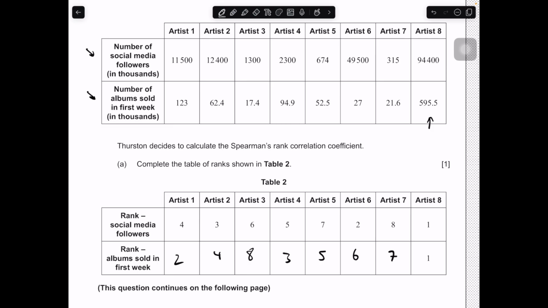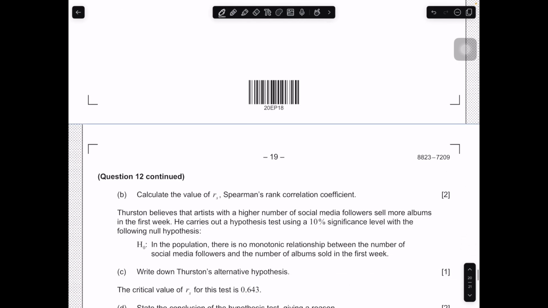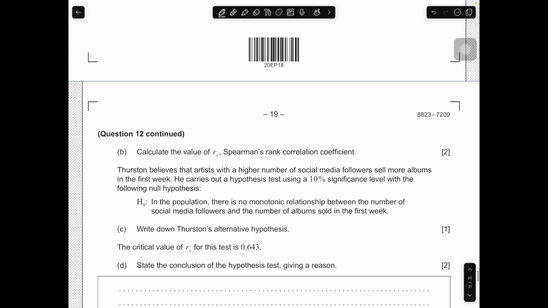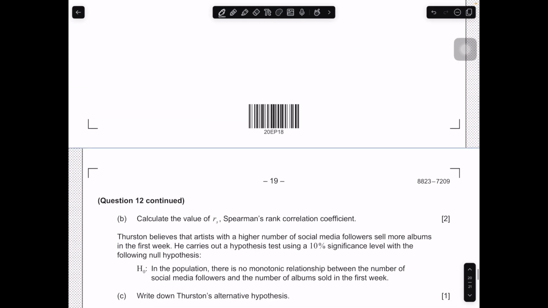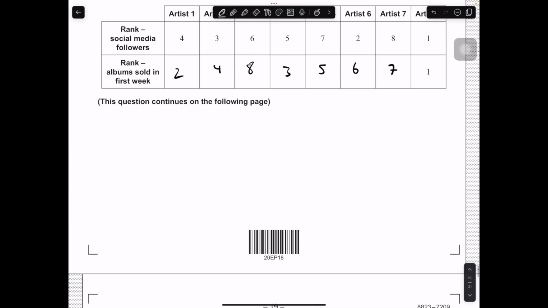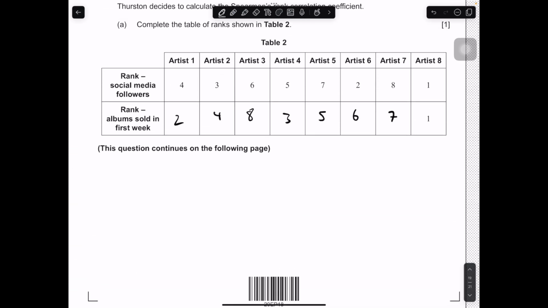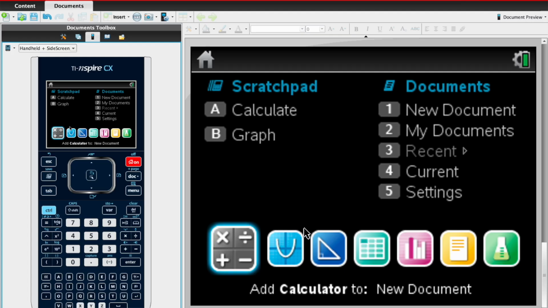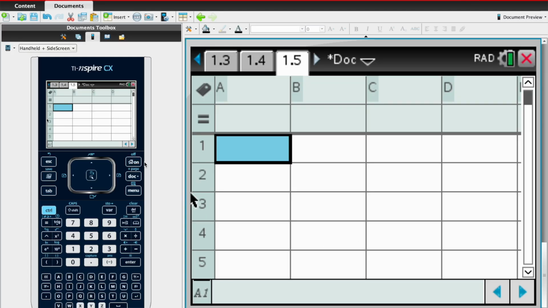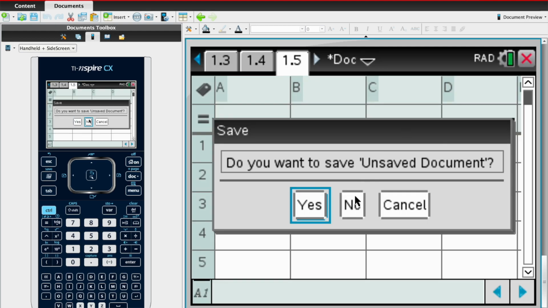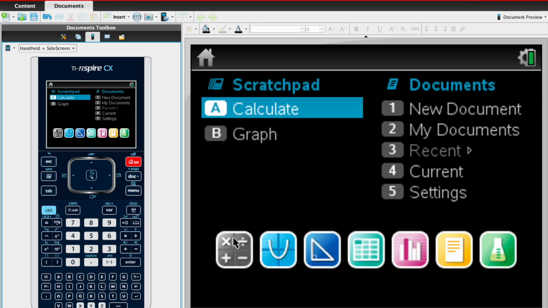1-mark question, reasonable enough. Okay, calculate the value of r_s, Spearman's rank correlation coefficient. Not a bad question. This is very peculiar because this is the final question, which is often the most challenging. So let's go back to the calculator and let's put these values in on the spreadsheet. I think I'm going to need a new document. Okay. Here we go.